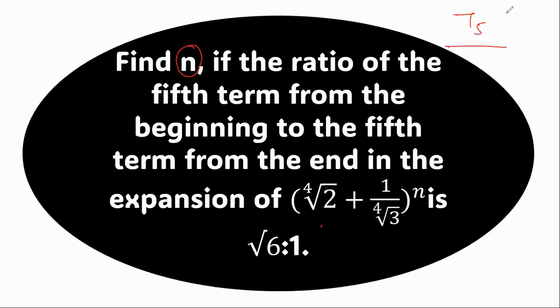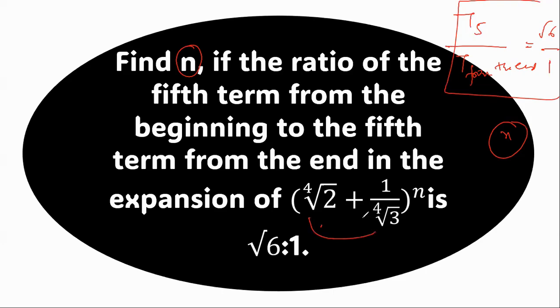And what is the expansion here? Whatever is the fifth term from the end, the ratio is given that root 6 over 1. And we have to solve this and we have to find n. That is the question. So what is the expansion basically? So expansion is this one. So let me write the expansion. This is the expansion. Okay, so let me move to the next page.